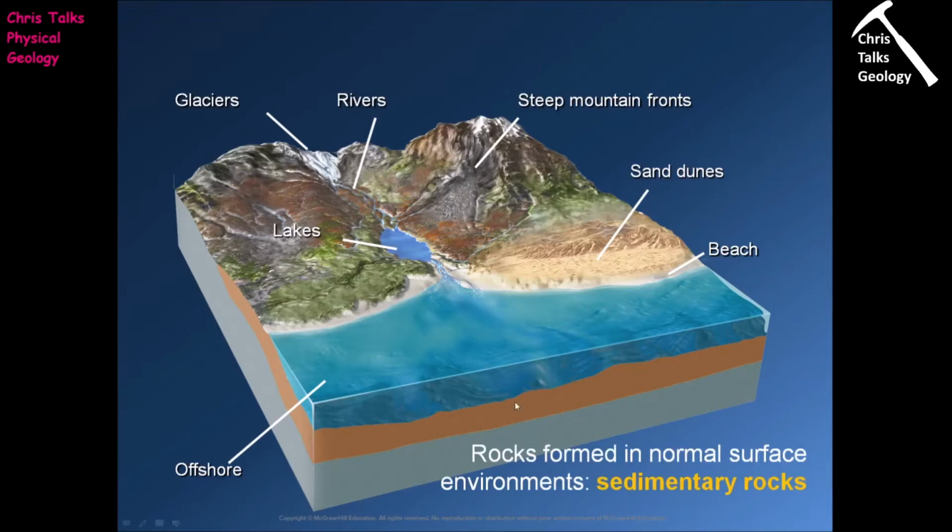So sedimentary rocks are rocks that form in normal surface environments, and they consist of a few different types, but the 2 most important ones are the clastic sedimentary rocks. These are sedimentary rocks that consist of sediments which contain clasts. And a clast essentially is a piece of rock or mineral.